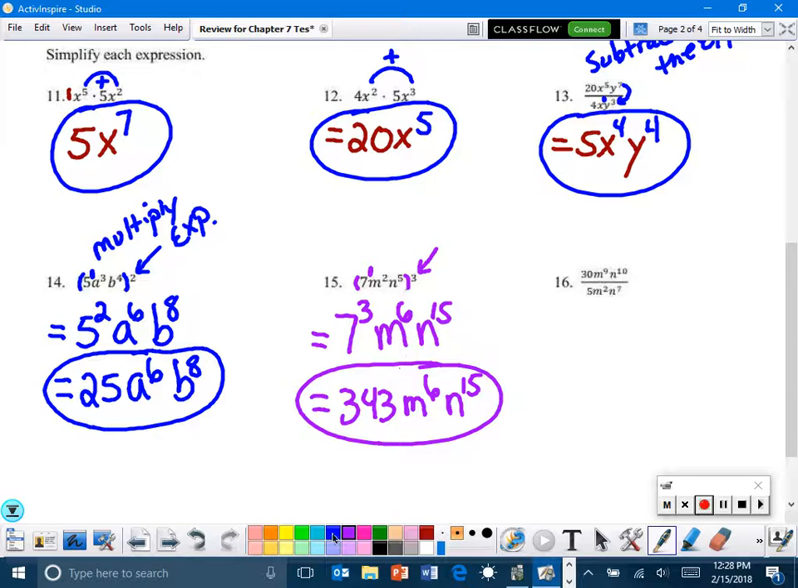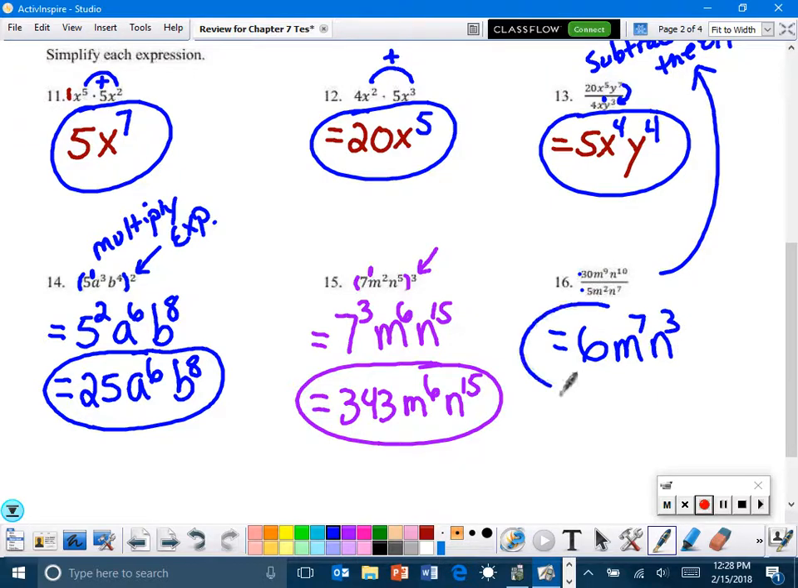All right, number 16 is like number 13. First, we're going to divide the bases. 30 divided by 5 is 6. So again, we're going to subtract the exponents. So that would be m. Now 9 minus 2 is 7. And then n, 10 minus 7 is 3. So your answer is 6, m to the 7th, n to the 3rd.